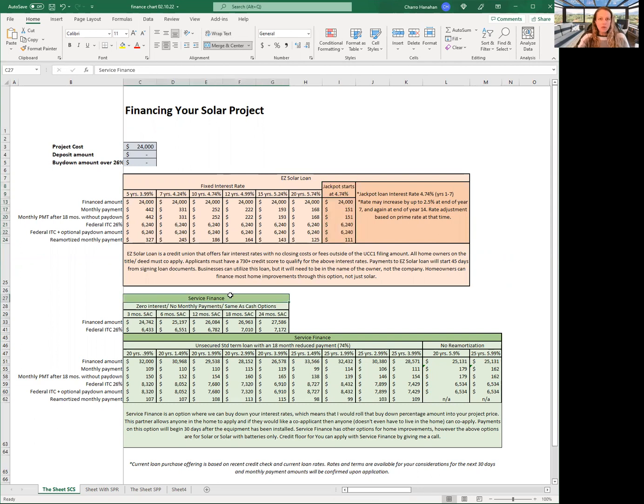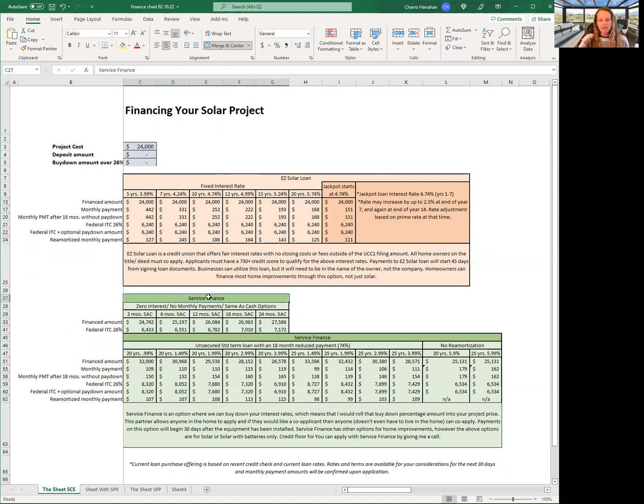The other option is going to be service finance. That is where I can buy down your interest rate. The beauty of this one is anyone can apply, that just one person or multiple, as long as one person is on the title to the home. As long as one is, then anyone else can co-apply with that applicant. The credit score requirements are 640 plus, and payments do not start until the system is installed.